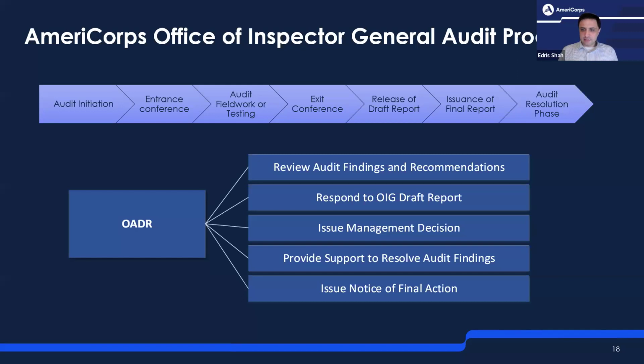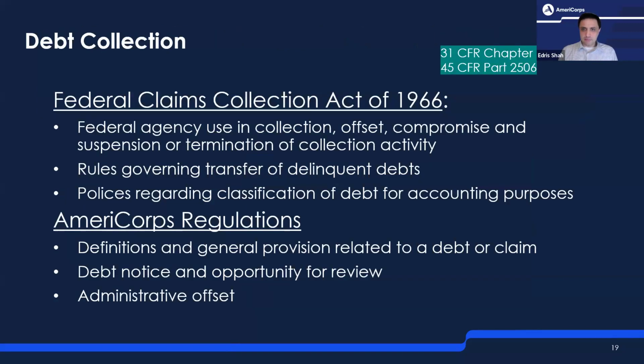I think with that said, we can move on to the next area here, the next domain of debt management or debt collection. In summary, again, the source of the debt collection authority comes from the Federal Claims Collection Act of 1966, which is really the main source of authority for the federal government when it comes to debt collection programs. The Federal Claims Collection Act provides specific guidance on the use and collection of offsets, compromise or suspension or termination of collection activities, especially when a debt is determined to be uncollectible.